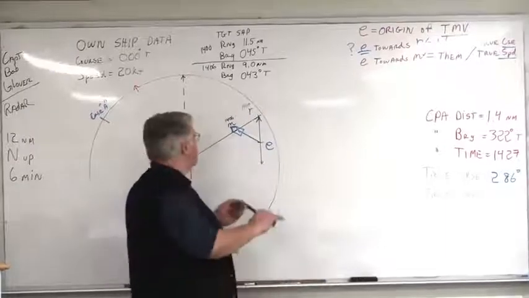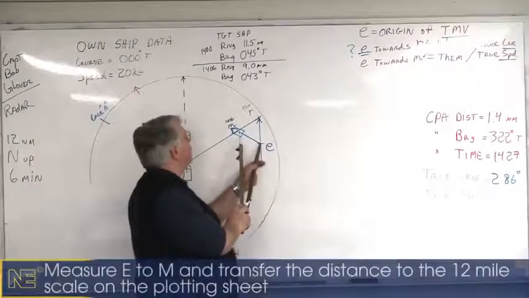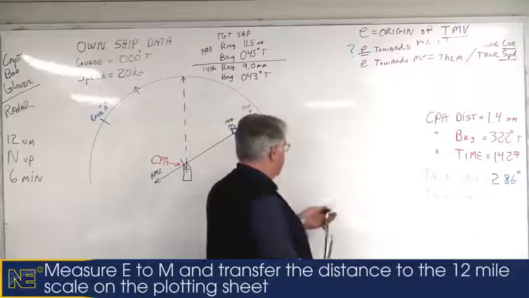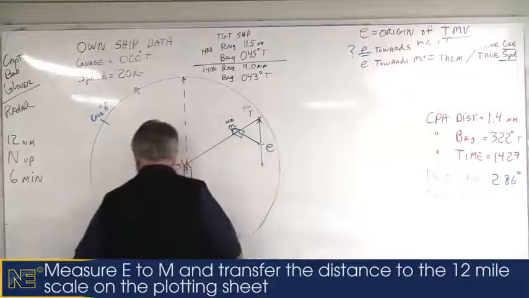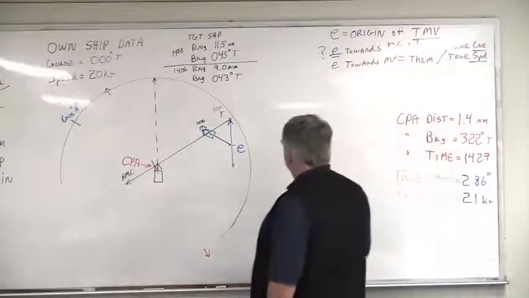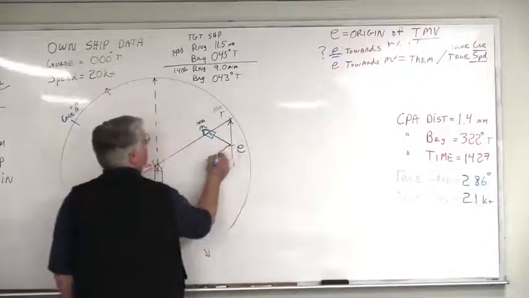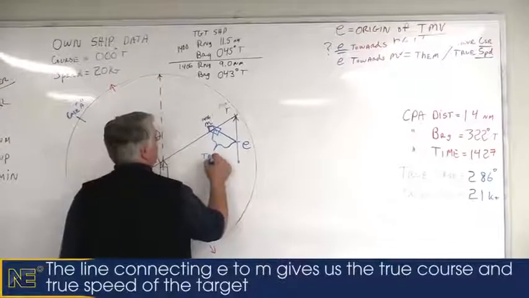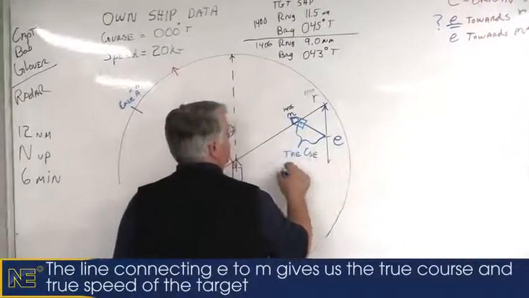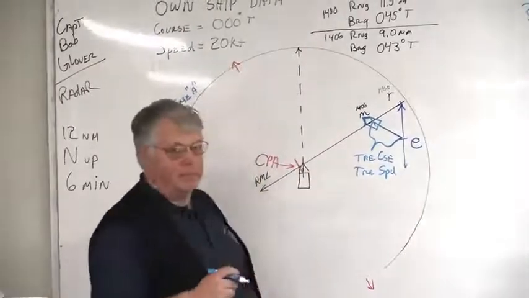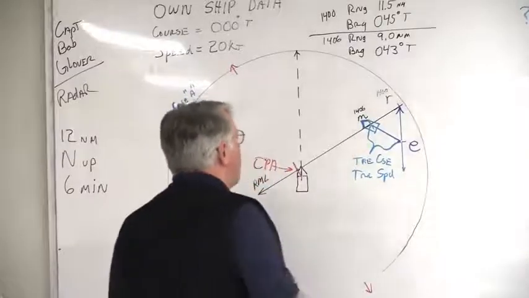Measure E to M with your compass. Just take your compass and measure from E to M and go ahead and take it down to your 12-mile scale and tell me what the true speed of the target vessel is. 21 knots, okay? So the length of that line from E to M is his true speed, and the direction is his true course. The true course and the true speed of the target ship are represented by E to M. So that's how we find the true course and the true speed of the target ship.